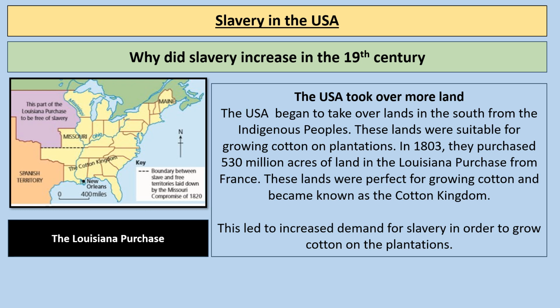Following that, in 1803, the United States of America purchased 530 million acres of land in the Louisiana Purchase from France. This enabled the United States to take control of a huge amount more territory. Combined with all the new lands in the south that the United States took over, there was a huge increase in the amount of plantations. In fact, these southern states became known as the Cotton Kingdom. This, of course, led to an increased demand for slavery in order to grow cotton on the plantations. So the second reason why slavery increased was because the USA had taken over more land, more of this land was being used for plantations, and therefore that created a huge demand for slave labor.